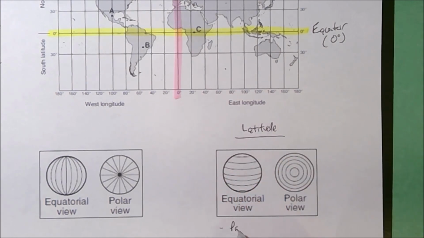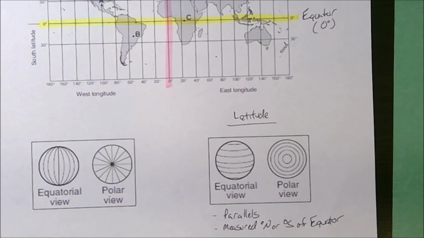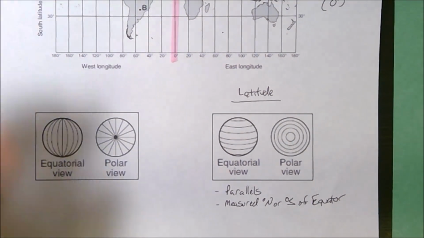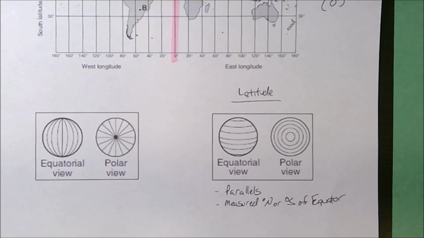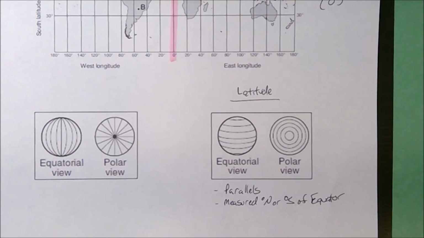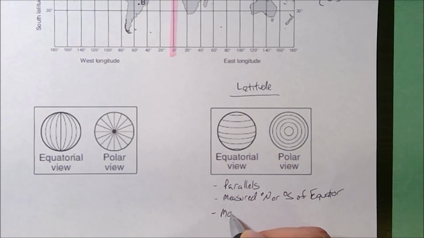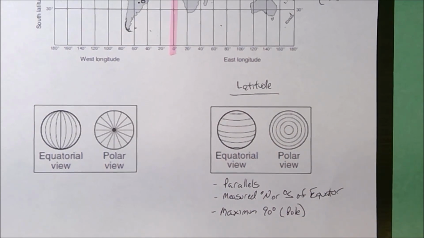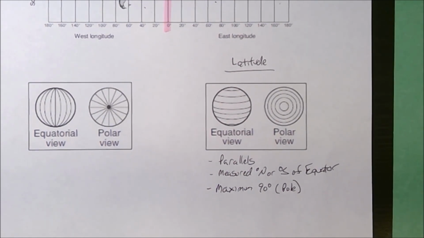The name for latitude lines is parallels because they never intersect. You should know they are measured in degrees north or degrees south of the equator. So your latitude lines are north and south. Even though they run east to west, they're measured north or south of the equator. Now, the maximum latitude that you can go to is 90 degrees. If you're at 90 degrees north or 90 degrees south, you're going to be at the poles.